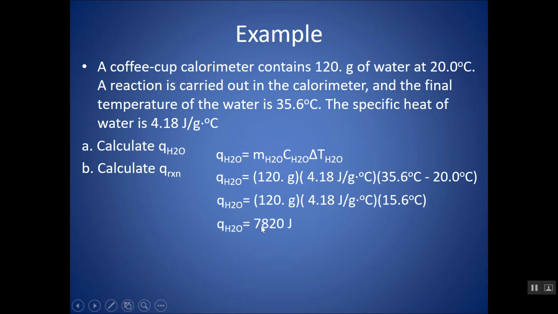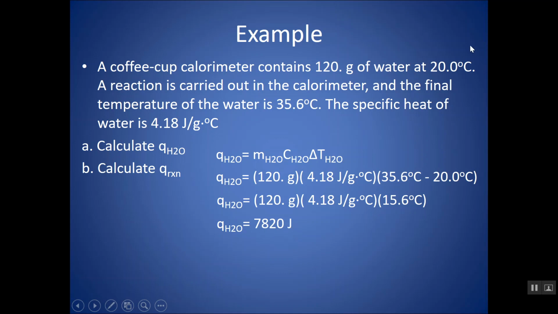And I get 7,820, and my units should be joules because grams cancel and Celsius cancel. They don't specify what unit I need here. If I wanted to, I could change to kilojoules by dividing by 1,000, or not. It's up to you because they don't indicate the unit. But I should have a unit with my number. Now this is the heat that is absorbed by H2O.